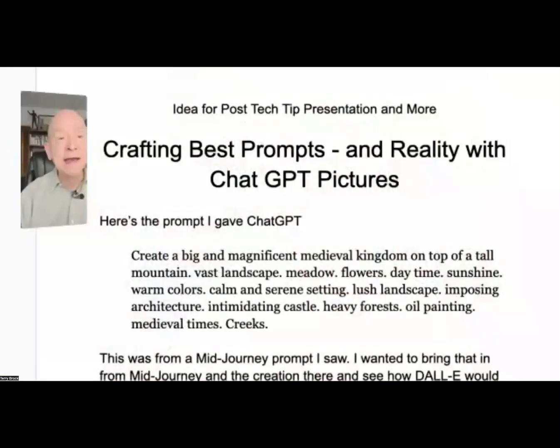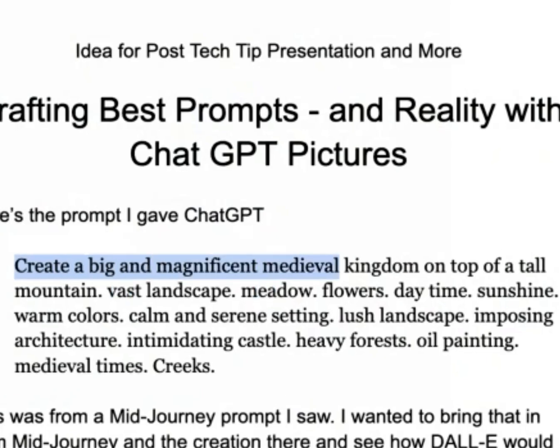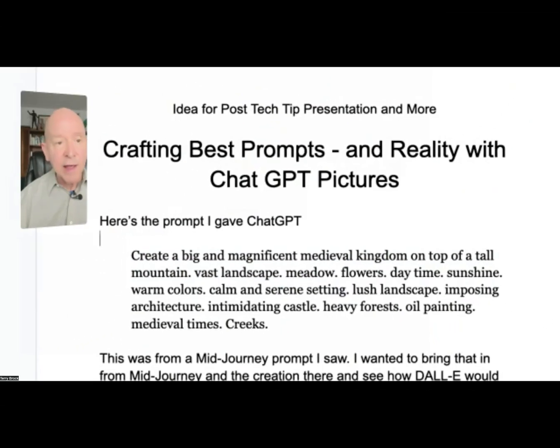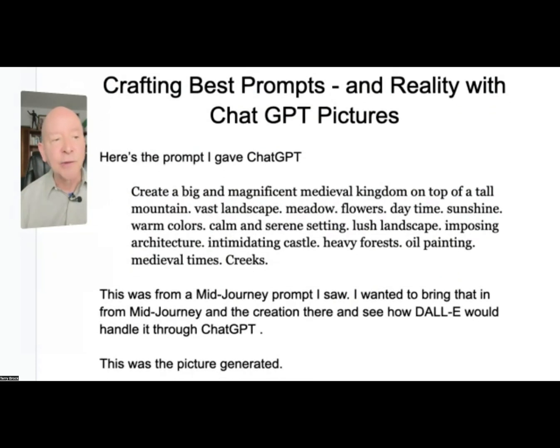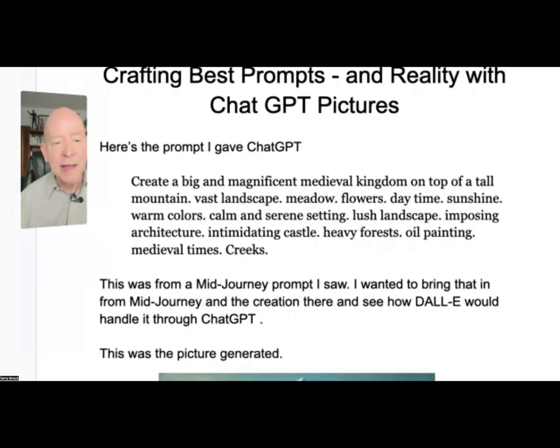Because what I did is I took this prompt, which was available in a public place, where you see where it says, create a big and magnificent medieval kingdom on top of a tall mountain, vast landscape, meadow, et cetera, et cetera. And all of that was there. And so what I wanted to do is I wanted to say, okay, I'm going to take that and I'm going to copy it into ChatGPT so that DALL-E 3 can do that.